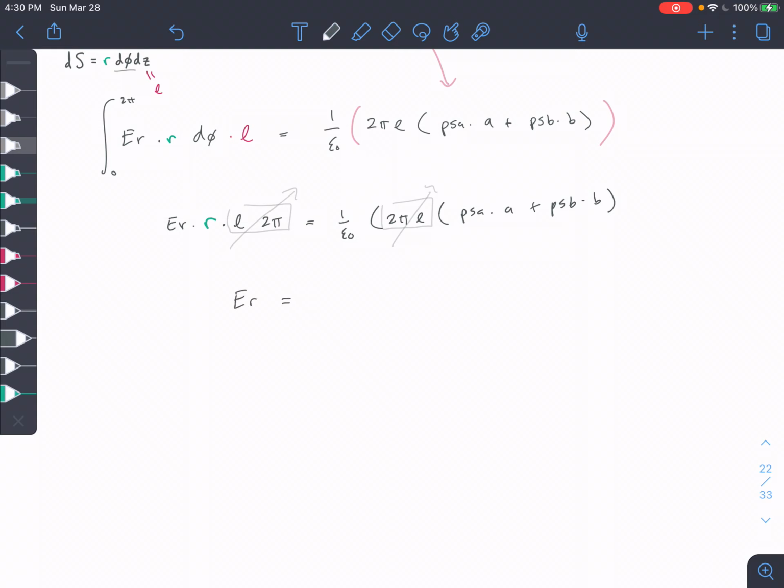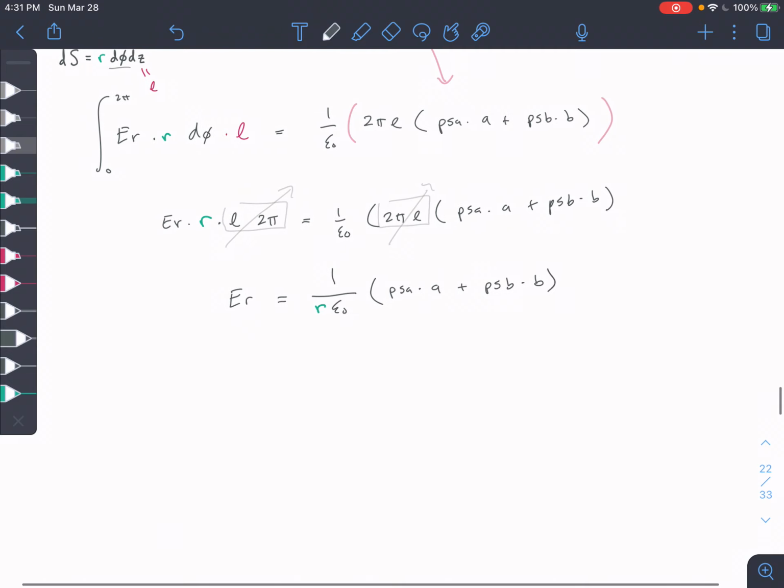Then we're going to divide by R. So we have 1 over R times E naught times PSA times A plus PSB times B. Let's go ahead and check that, and that is correct. So that's our E field for that section as well.